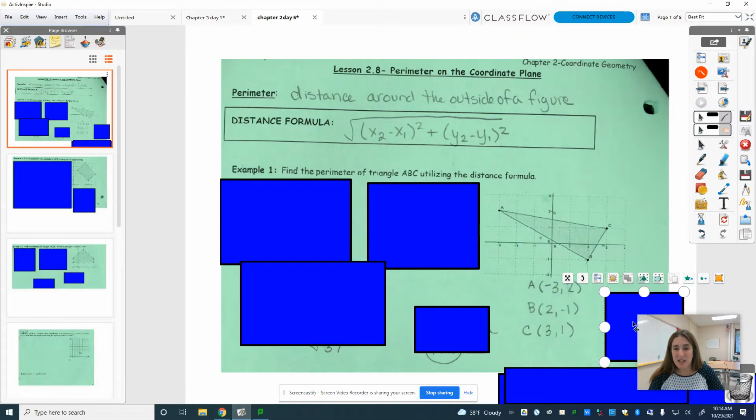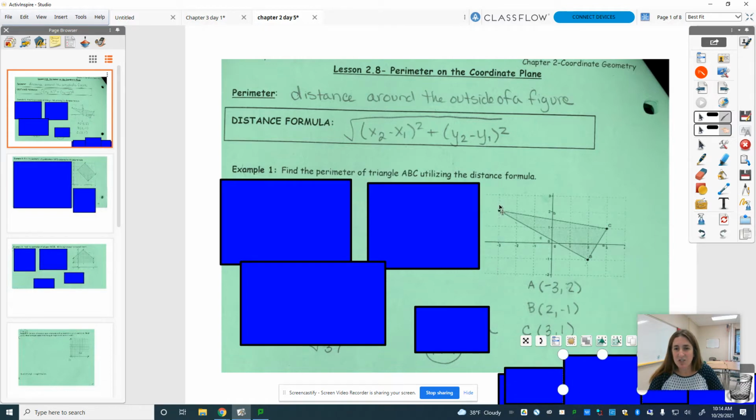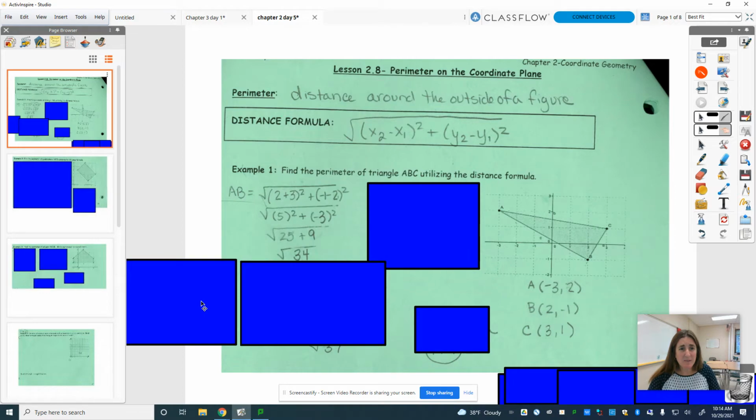First thing you need to do is probably make a list of the coordinates for yourself. So A is at (-3, 2). B is at (2, -1). And then C is at (3, 1). So I've made a list of my coordinates there. And then you just start mathing. For example, I'm just going to pick one of the sides to start with. I'm going to start with side AB.